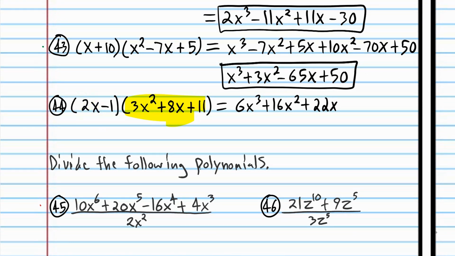Now we're going to move to negative 1. Negative 1 times 3x squared is negative 3x squared. Negative 1 times 8x is negative 8x. And negative 1 times 11 is negative 11.